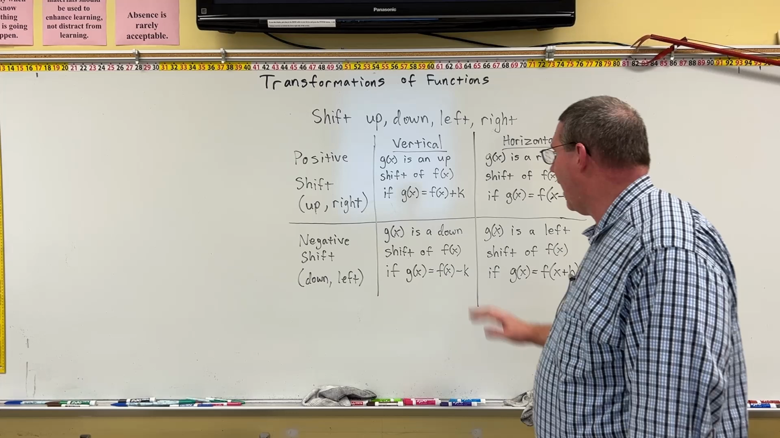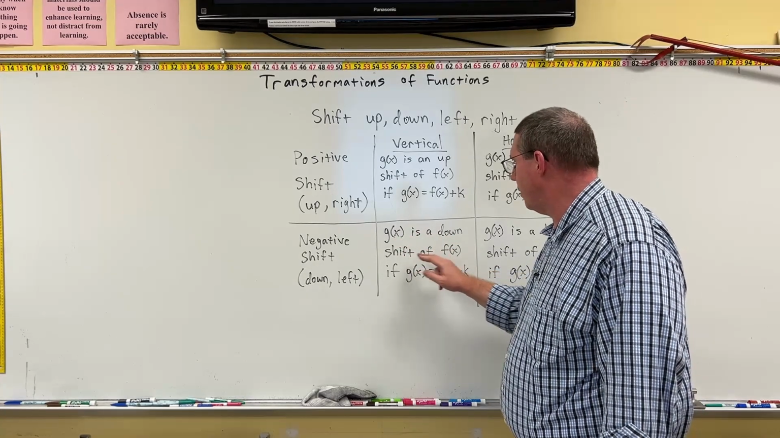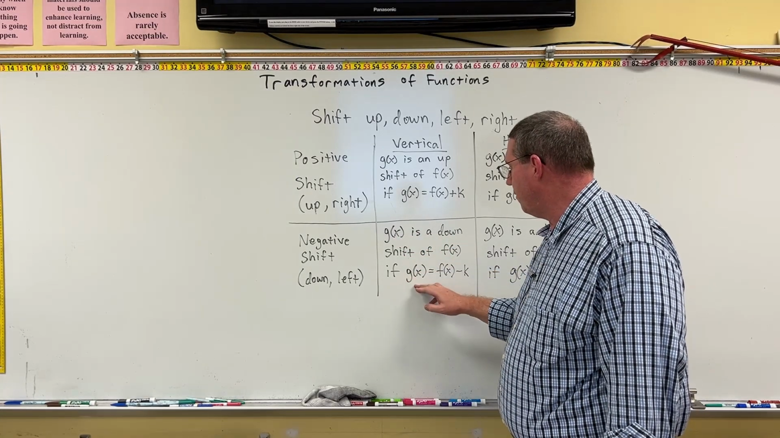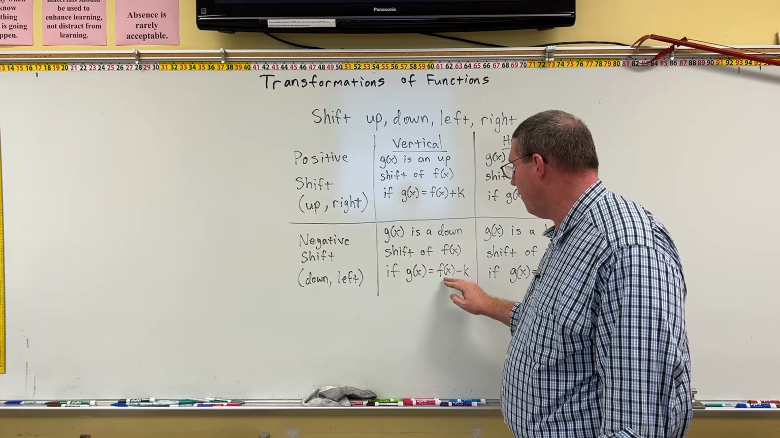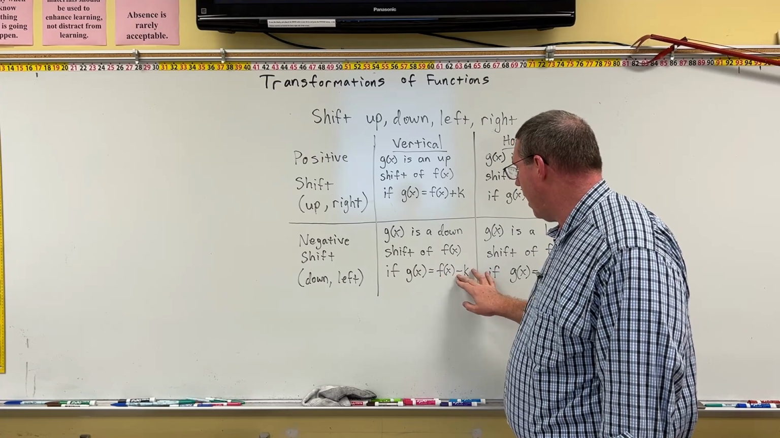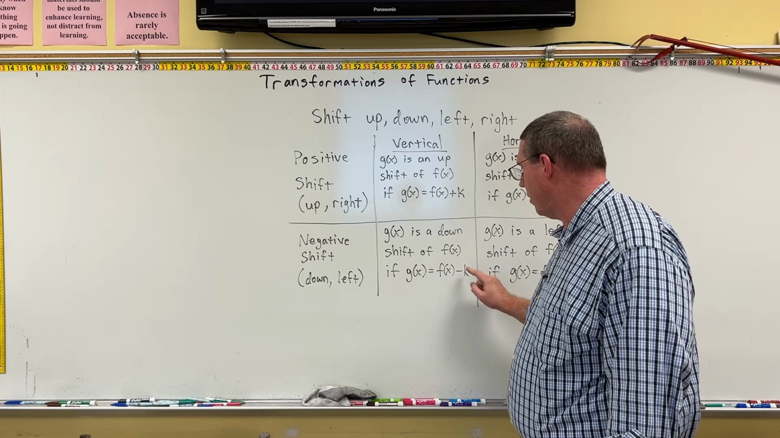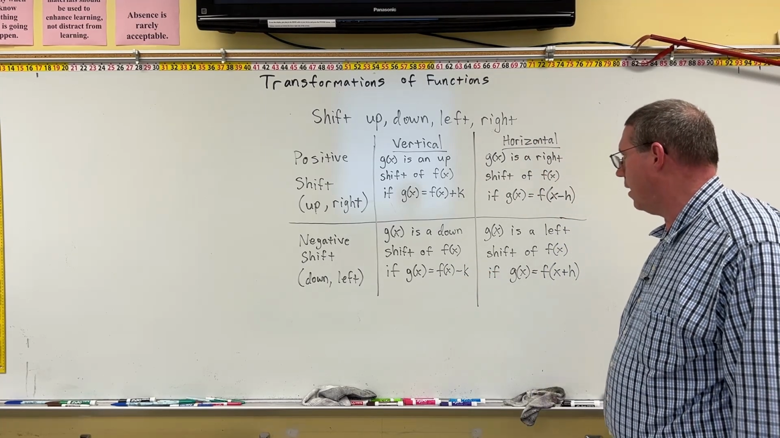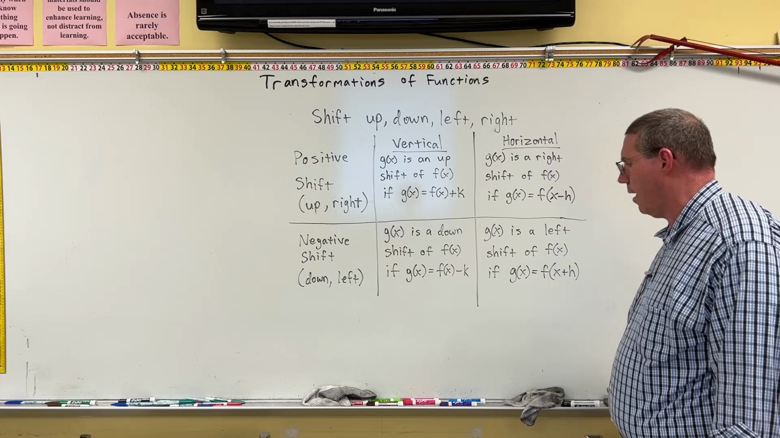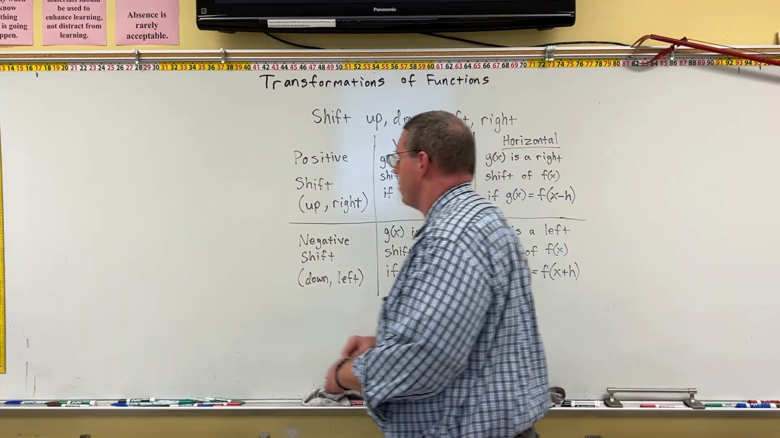We could also have a downshift. G of x is a downshift of f of x if g of x is equal to the whole function f of x, and then with a minus constant. So with a minus on the end, and then whatever the constant is, like k. Let me write a couple of examples of this.